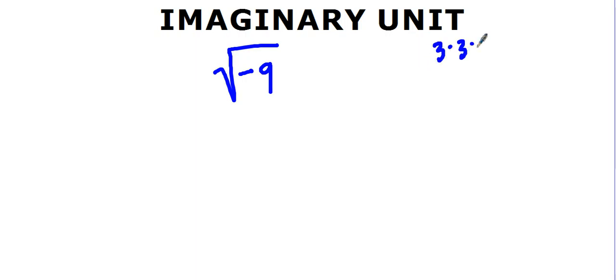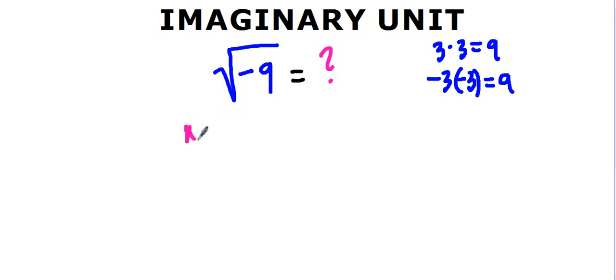3 times 3 equals +9. -3 times -3 also equals +9. So there is no number on the number line that can satisfy our solution. So what is the solution to this problem? Well, there is no real solution here.